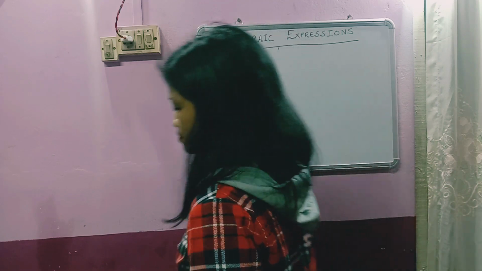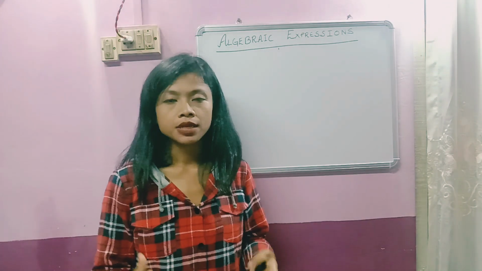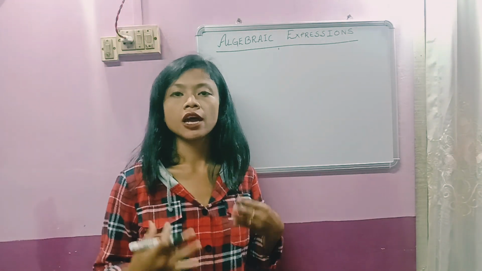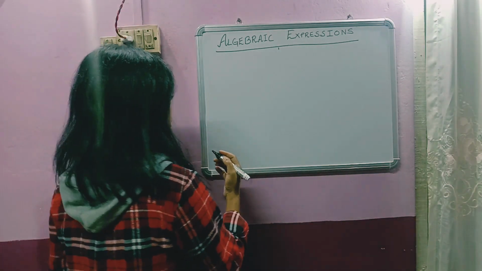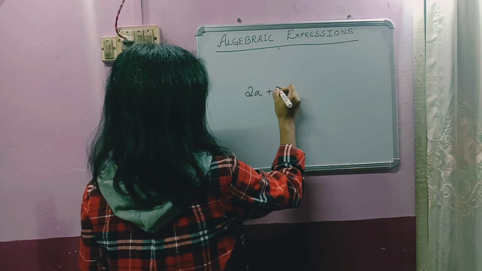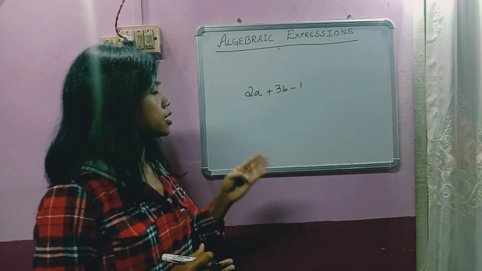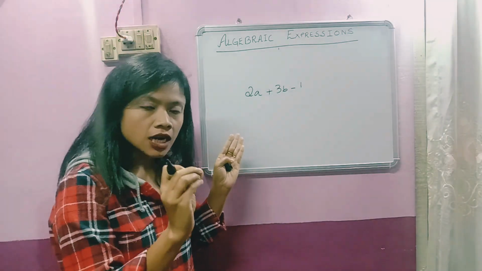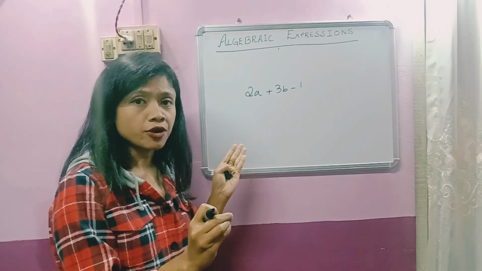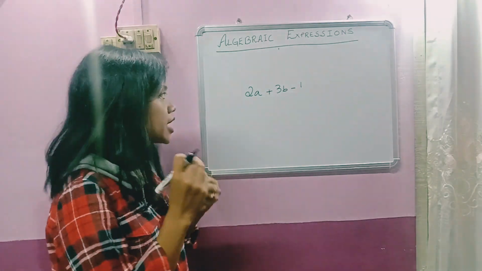Now, next we have the terms. What are the terms? When we say terms, it means the various parts of an algebraic expression. For example, if I give you 2a plus 3b minus 1. Terms are the various parts of an algebraic expression separated by the sign plus or minus. They are known as the terms.